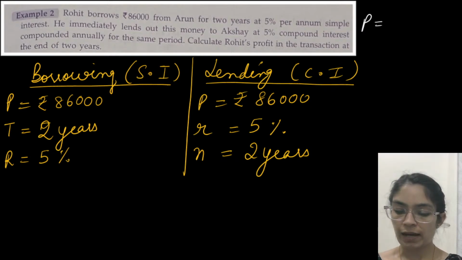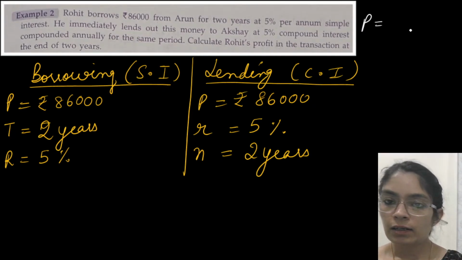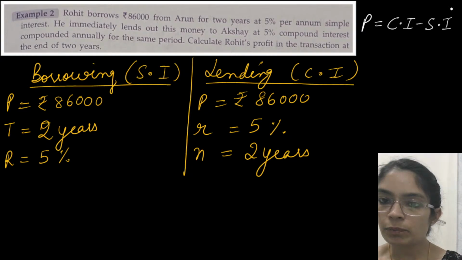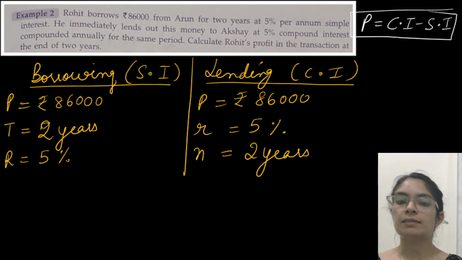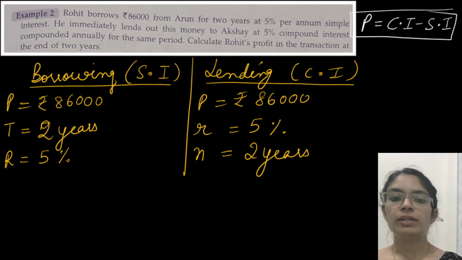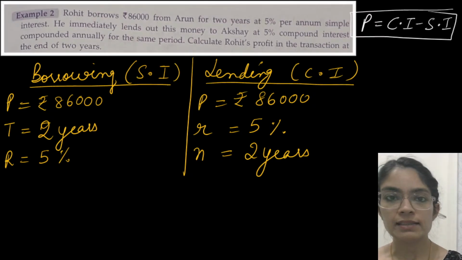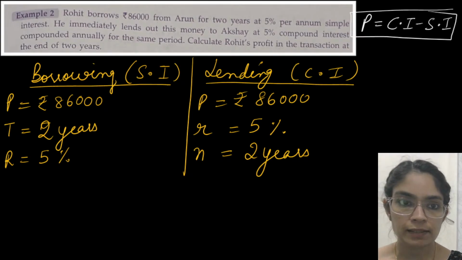I want you people to answer. Profit will be compound interest minus simple interest, because compound interest will always be more. So yes, Praveen has mentioned, profit is compound interest minus simple interest. So that means for this question we have to find simple interest and also compound interest. So let's find first of all simple interest.